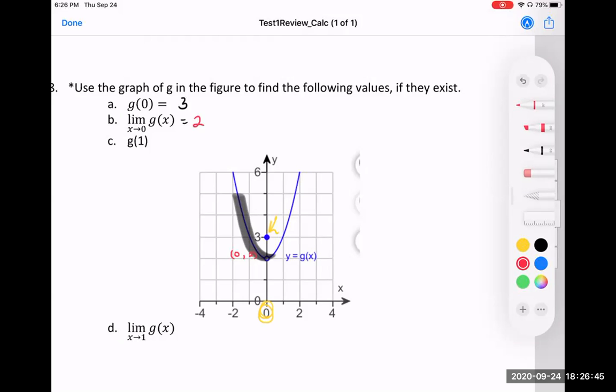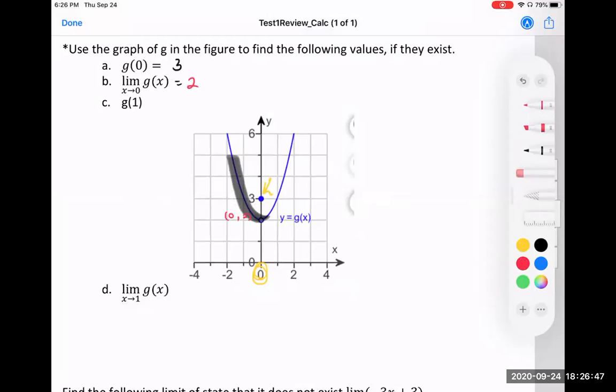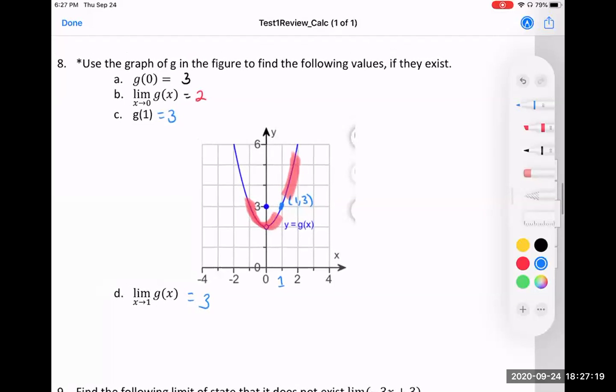Now it's asking, what's G of 1? Let me erase all my other markings. At 1, there's no problem. We can easily evaluate. G of 1 is 3. And the limit as x is approaching 1 of G of x, well, we see that our whole picture is approaching that same point. So my answer is also 3. Any questions there?